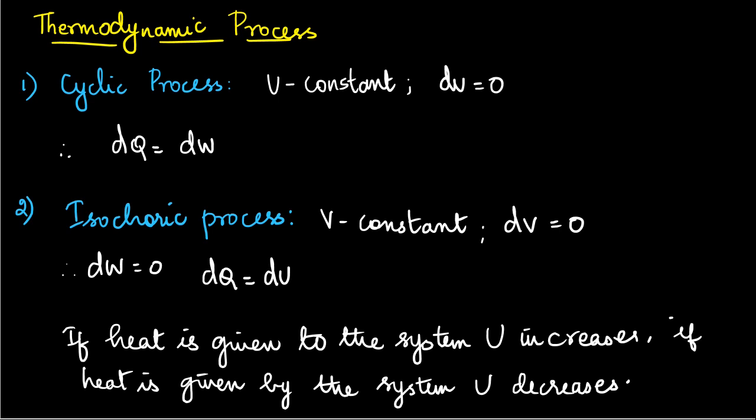And next is an isochoric process where V is constant and dV will be 0. Therefore, when dV is equal to 0, you can write dW is equal to PdV, where dW will become 0 and dQ will be dU. So, dQ is directly proportional to the internal energy. So whenever the heat is given to the system, internal energy will increase, and whenever the heat is given by the system, internal energy U will decrease.